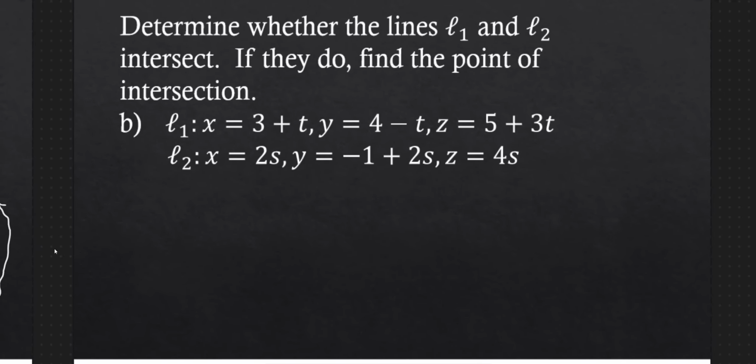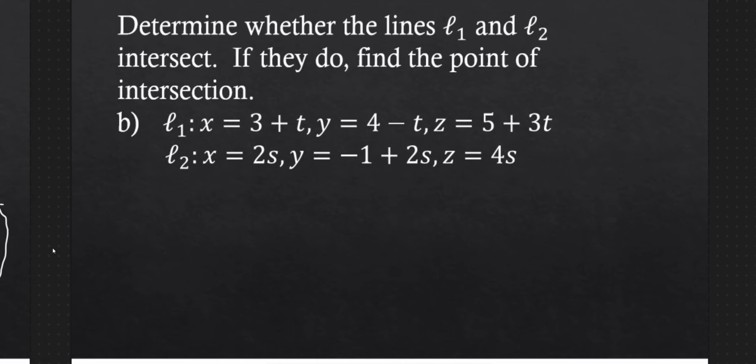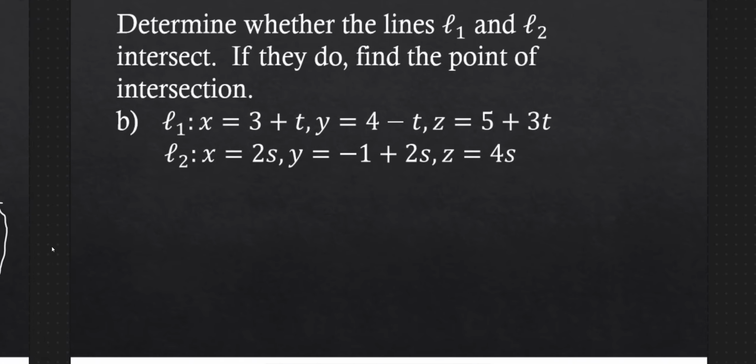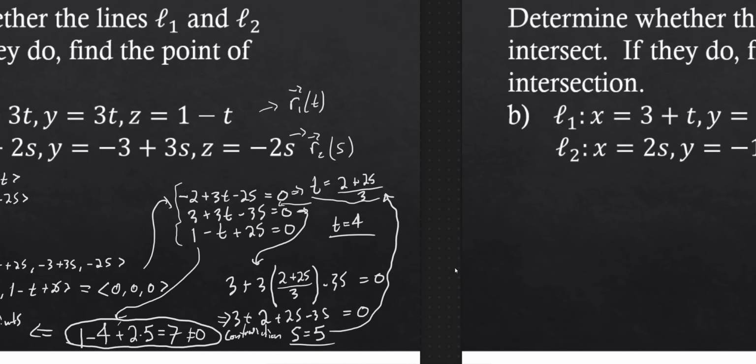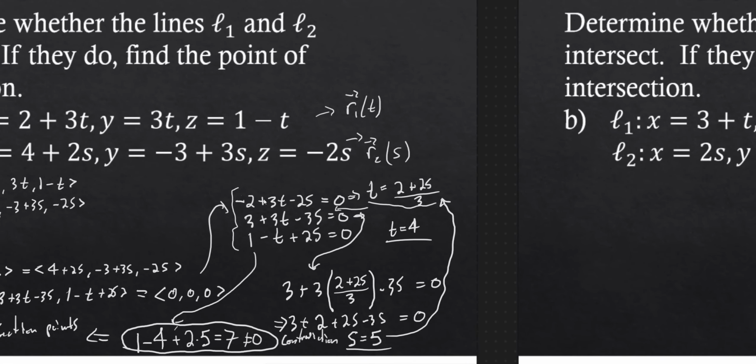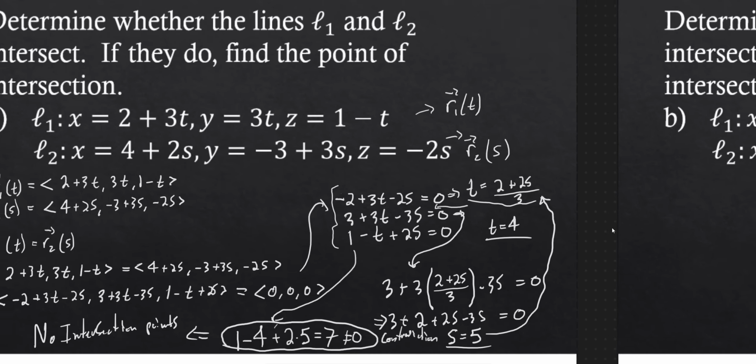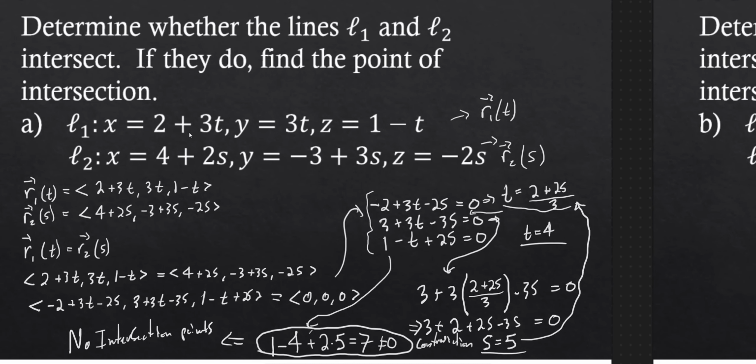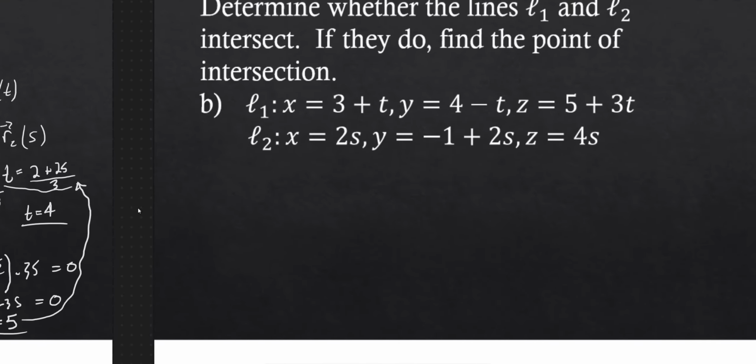All right, let's look at another example here. Determine whether L1 and L2 intersect. If they do, find the point of intersection. So you might notice in that last one, what I was really doing with these equations was taking the x component of L1 and subtracting the x component of L2. That gave me my first equation equal to 0, right? 2 minus 4 is negative 2, 3t minus 2s. So really, why don't I just jump to that?